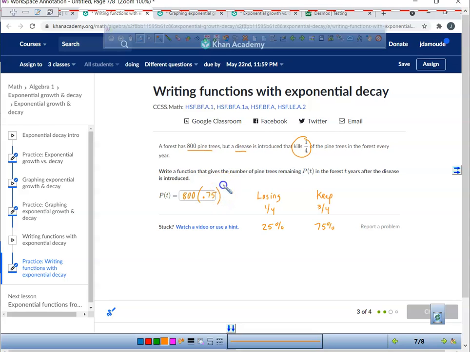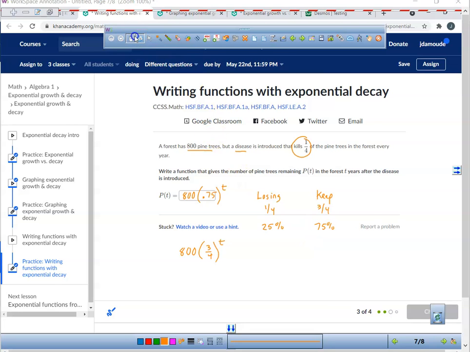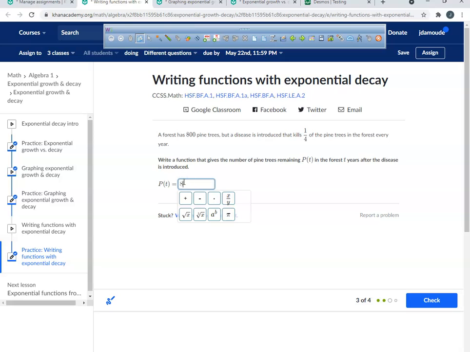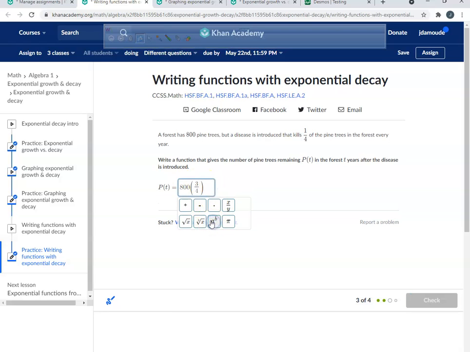And you can also use fractions in this too. So this correct answer would be 800 parentheses 3/4 to the power of t. All right. I'll do 3/4 instead of 0.75. I just want to make sure you guys know you can also do this, okay?